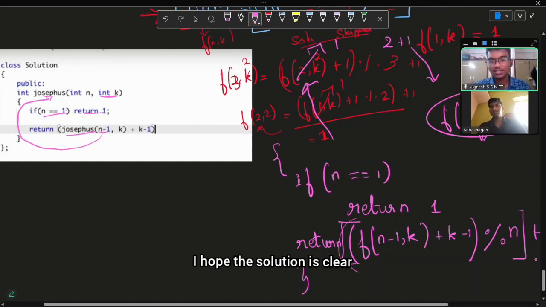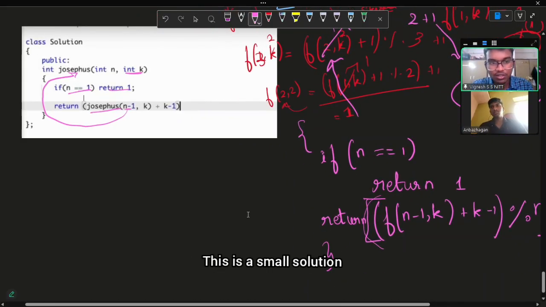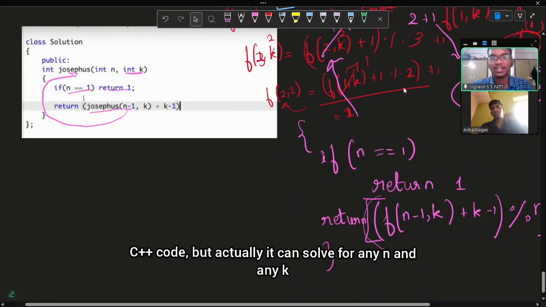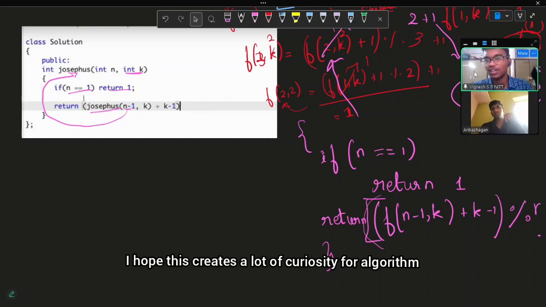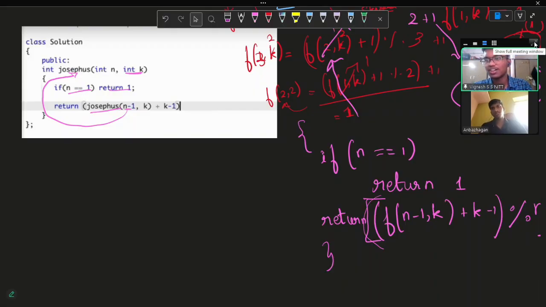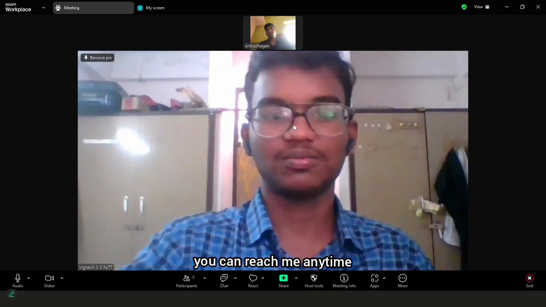I hope the solution is clear. This is a small solution. It may look very small in the C++ code, but actually it can solve for any n and any k. I hope this creates a lot of curiosity for Anbazhagan and Arjun in this meet. If there are any doubts, you can reach me anytime.